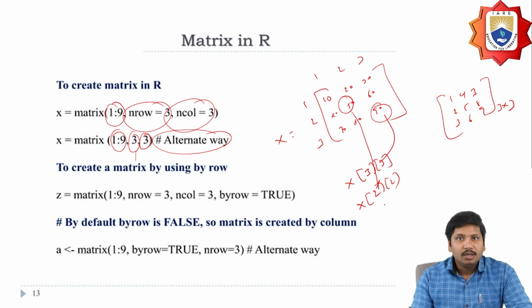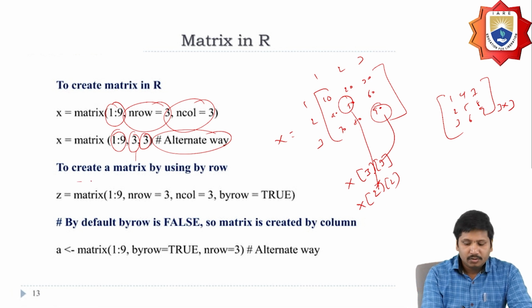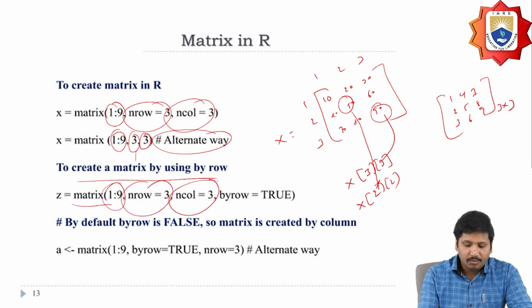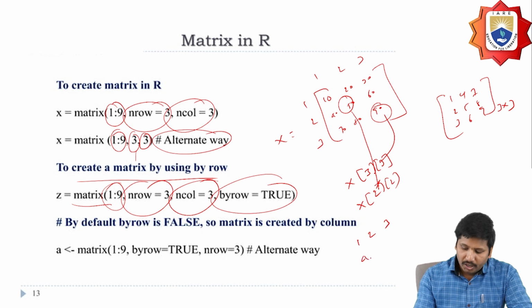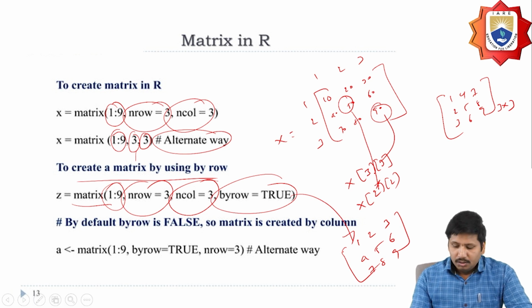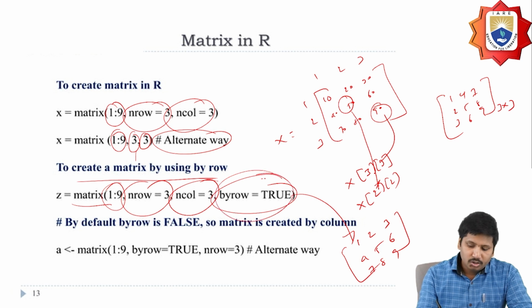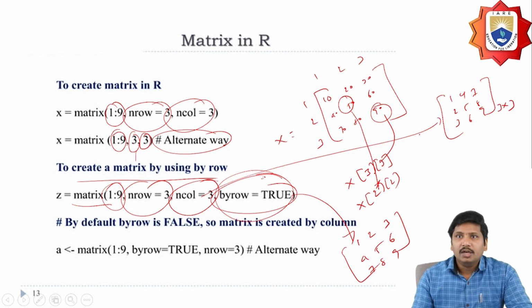And next, in order to create the matrix by row, z is equal to matrix of, I generate the sequence of values, and the number of rows is this and the number of columns is this. By setting byrow as true, these values are going to be stored row-wise. Only then is it possible; otherwise it is stored column-wise only.